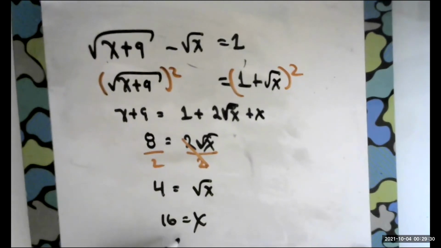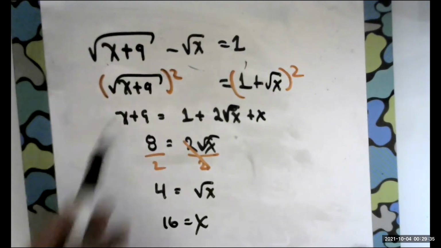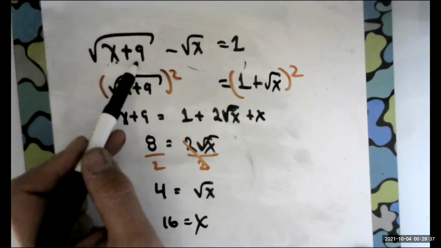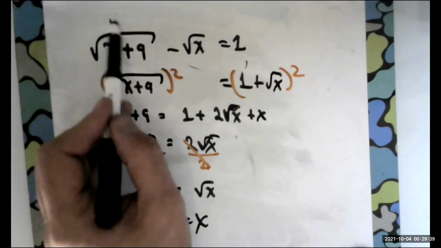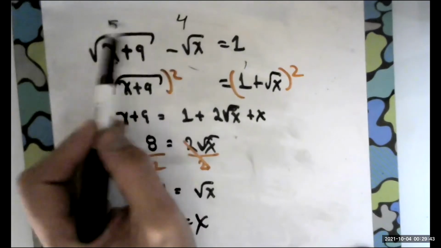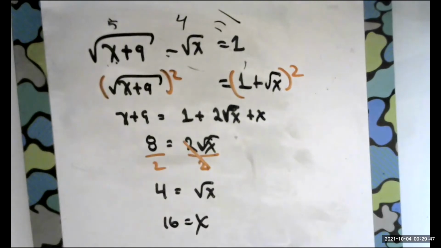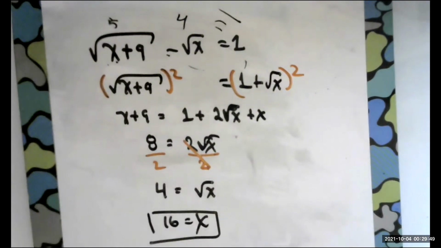Is 16 the answer? We don't know. Let's go ahead and verify. Yeah, we verified. When x equals 16, 16 plus 9 is 25. Radical 25 is 5. When x equals 16, radical 16 is 4. 5 minus 4 equals 1. So it does verify, so we accept the answer, x equals 16.